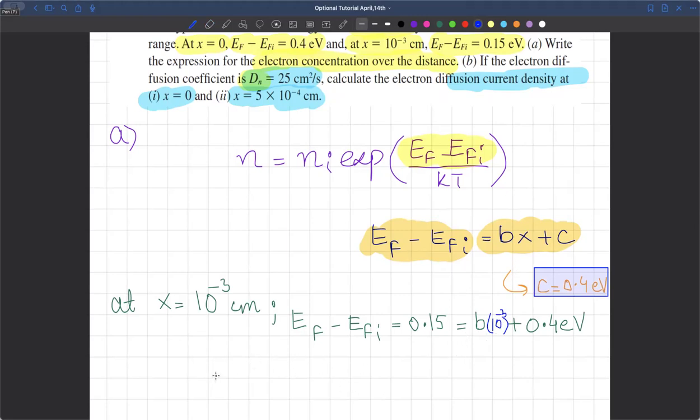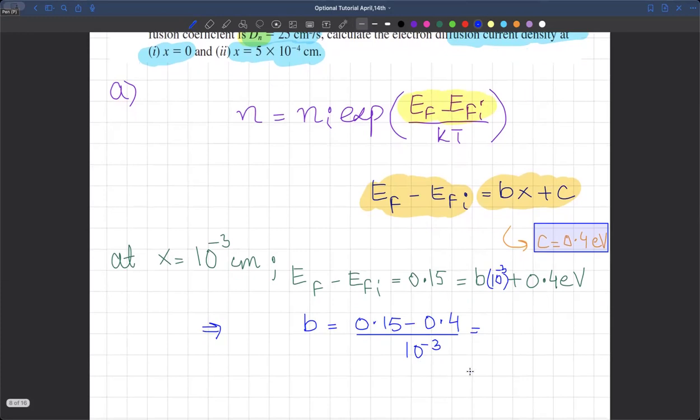So that means now you're going to get B equal to 0.15 minus 0.4 divided by 10 to the power negative 3, right? So if you solve this one, 0.15 minus 0.4, and this becomes plus. 0.15 minus 0.4 gives me negative 0.25.